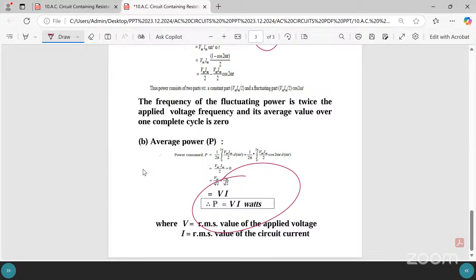How many topics totally? 15 topics. Unit 1, AC circuits. But our target is to do the problems. If I want to go for the problems, I need the formulas. Without formulas, I cannot do the problems. That's why I need some theory. Next one.